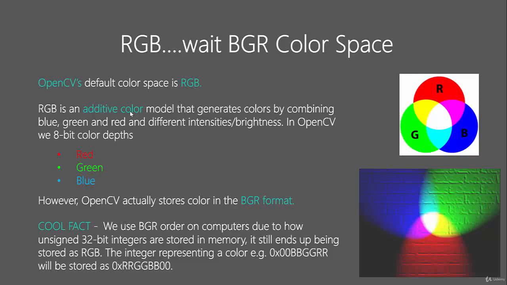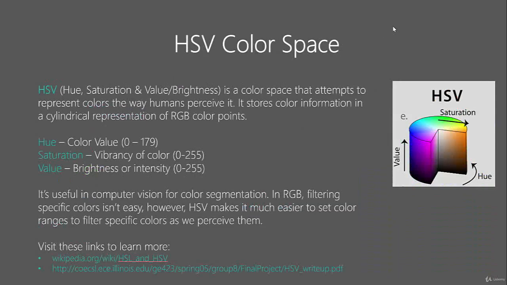And just heading back into RGB, which I may have already mentioned, it's an additive color model, which means that we mix different intensities of red, green, and blue to generate different colors. And it's quite useful. You can perhaps generate any color we can see with our eyes using this model. So let's take a look at another very important color space, which is the HSV color space. HSV stands for hue, saturation, value, or brightness, or intensity. Now this color space attempts to represent colors the way we perceive them, and it stores information in a cylindrical model which actually maps directly to RGB color points.